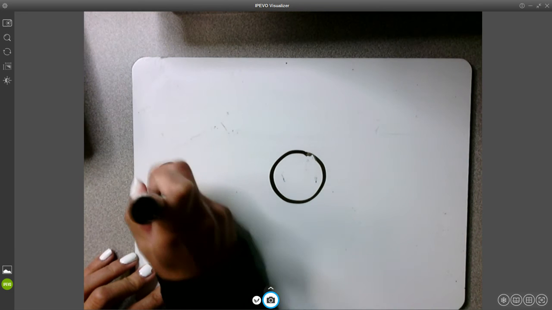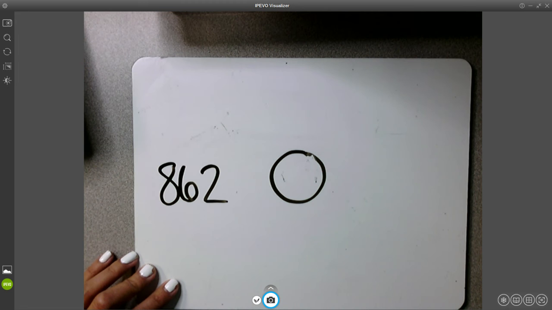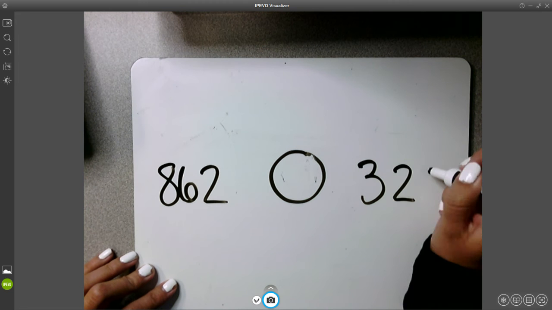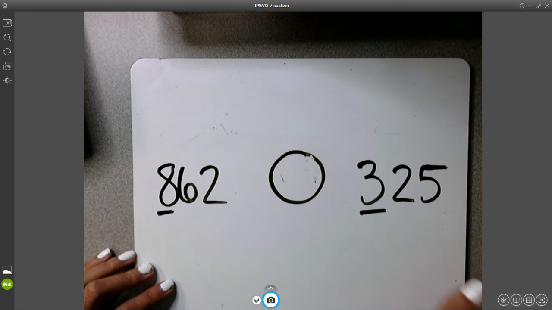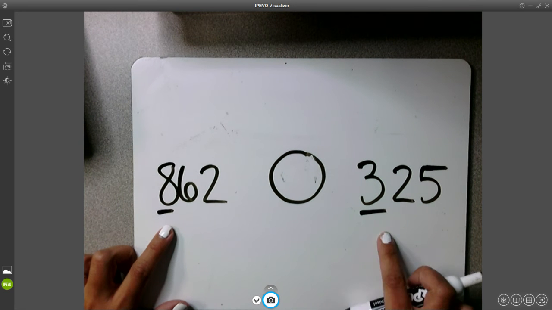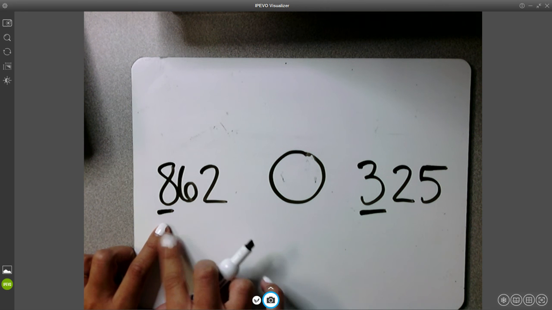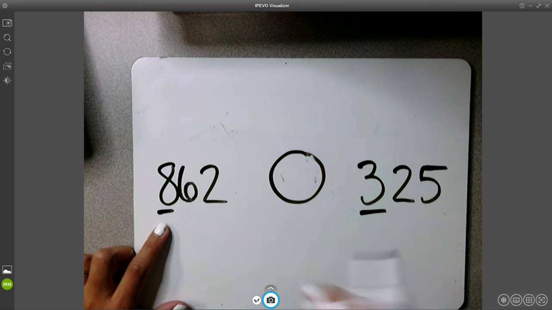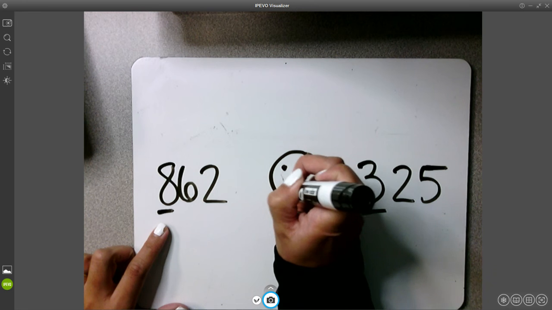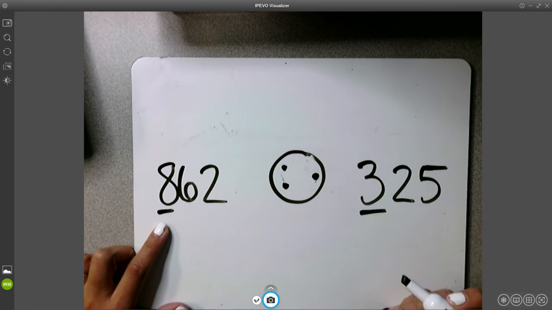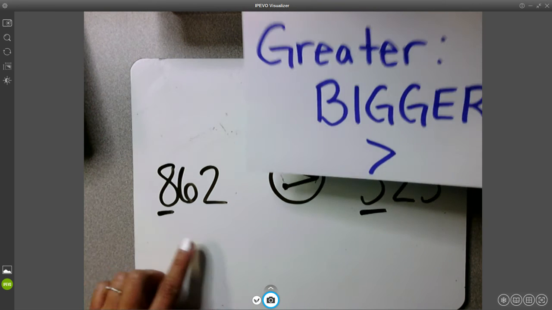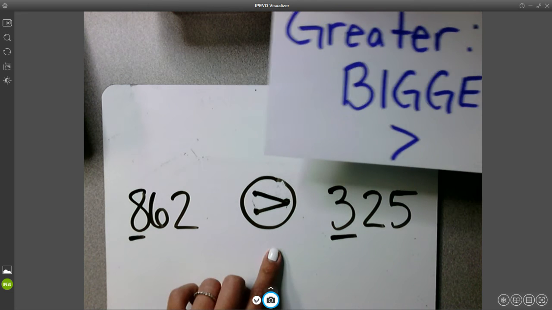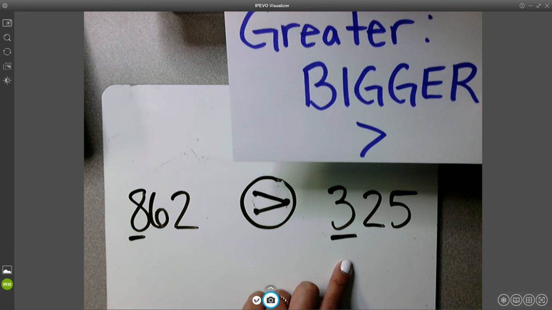I'm going to use the numbers 862 and 325. So I'm going to start in my hundreds place and I'm going to compare those two. 8 and 3, which one is greater? Which one is bigger? 8 is greater, which means the whole number is greater. So this side is going to get 2 dots this time. This one is going to get 1, and I'm going to connect them. And now my opening is this way. Now I have the sign that matches this one, and it's 862 is greater than 325.